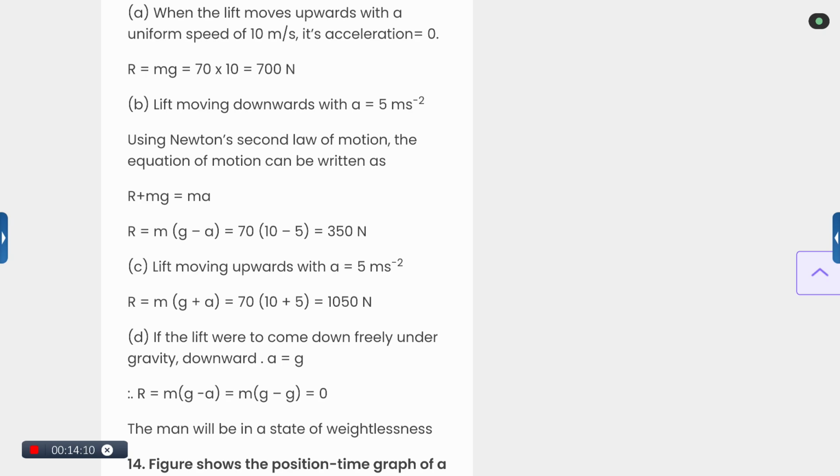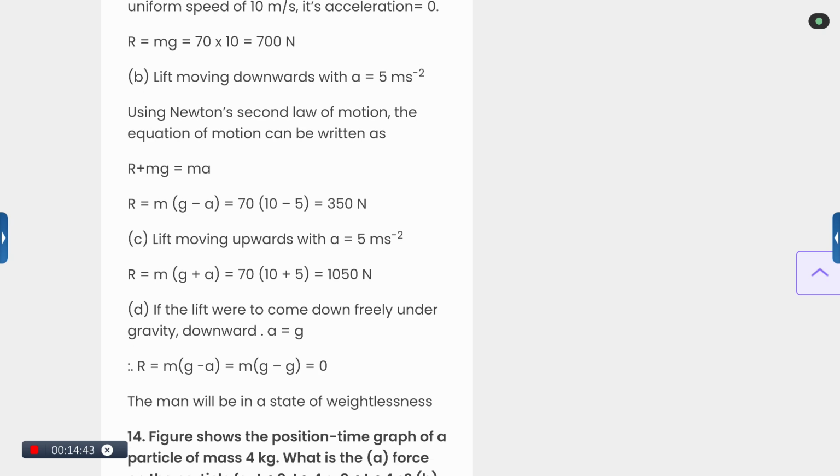Now, what is part B? Lift is moving down. That is already you know. When it is moving down, R is m into g minus a directly. So you apply it. When I teach something, you should know how to apply it also. What is the third one? Moving upwards. Same thing. What is the equation? Apparent normal weight R is M into G plus A. That's all.